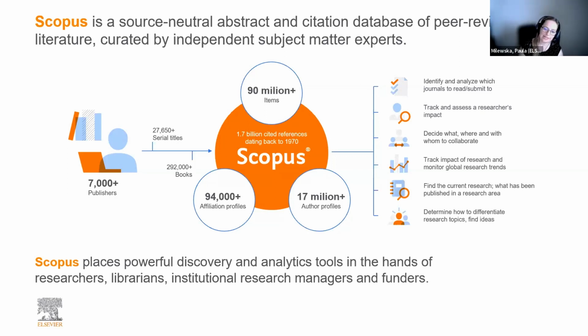Also, Scopus does not contain full text. So please also remember that. You cannot read articles using Scopus, but Scopus will always show you the place on the internet where you can find the full text. So this will be an additional link coming from the Scopus database that will redirect you to the publisher side, to the full text options.